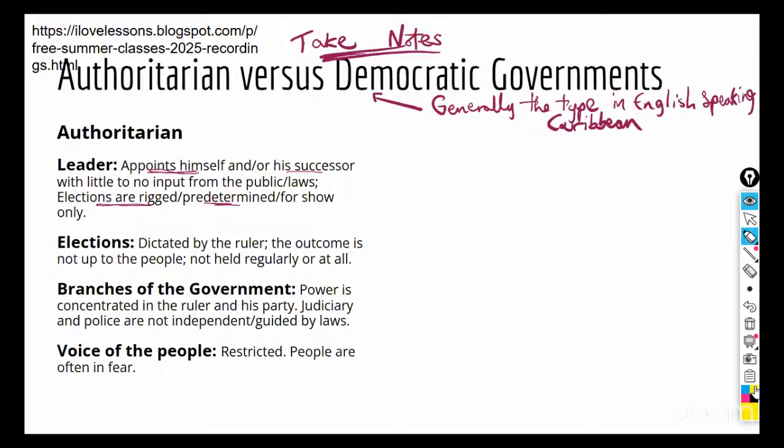So if I have to highlight keywords from this, right? Elections dictated by the ruler, not regular, okay? Branches of the government, the power is concentrated in the ruler and his party, his supporters, right? Voice of the people, restricted. Fear.